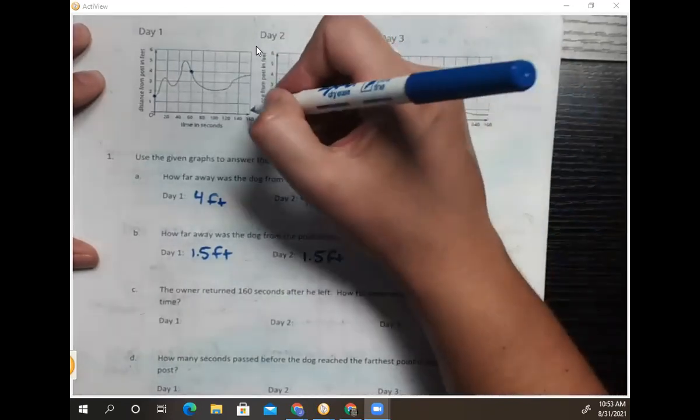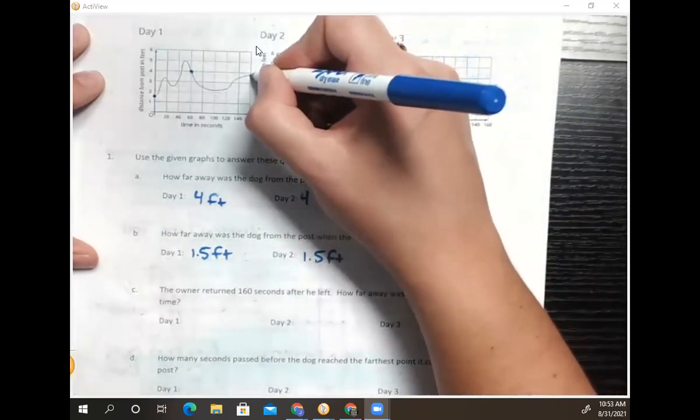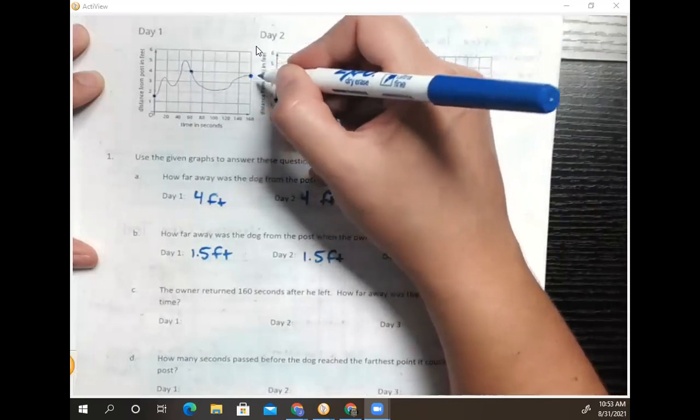C says the owner returned 160 seconds after he left. How far was the dog from the post at that time? So 160 seconds is the very edge of our graph. That's the last time that we have recorded here. So there's our dog at 160 seconds. How far was he from the post on day one?